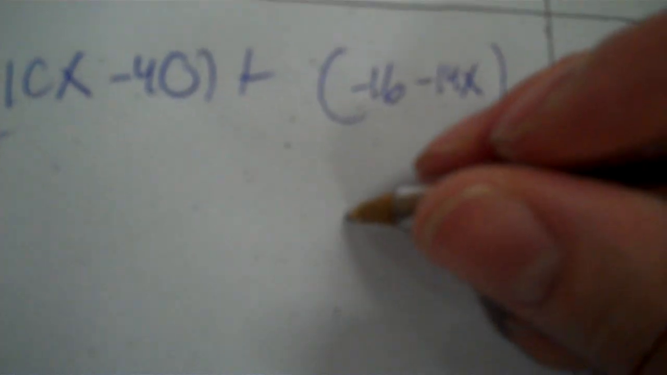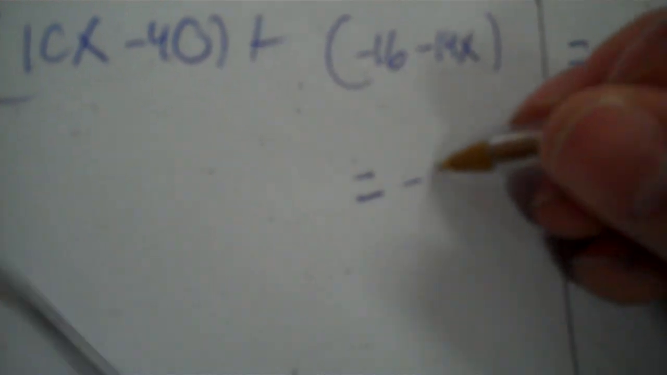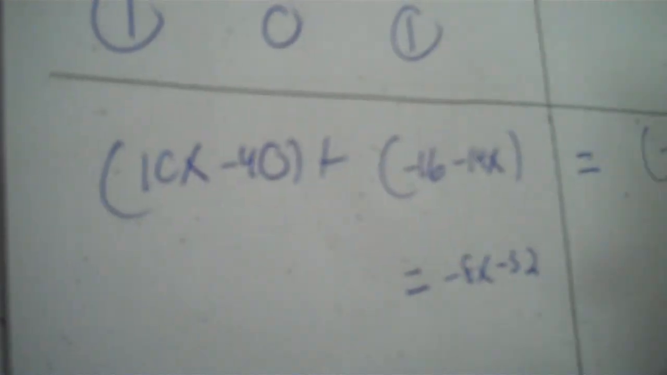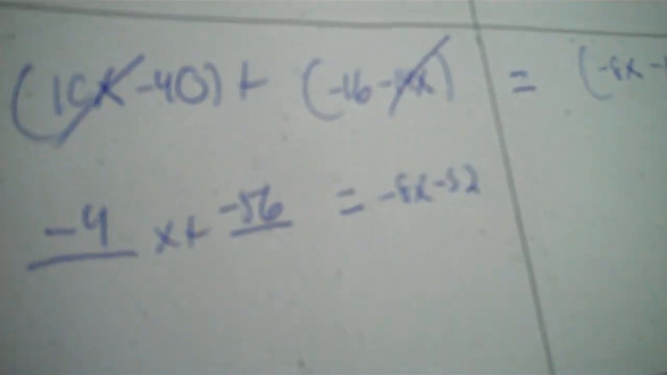Now what do you got? Well, 10 times x is 10x. 10 times negative 4 is negative 40. 2 times negative 8 is negative 16. 2 times negative 7x is negative 14x. Negative 8 times x is negative 8x. Negative 8 times 4 is negative 32. So this side, negative 8x minus 32. X constant, constant, x. 10, negative 14 is negative 4. Negative 40, negative 16 is negative 56.